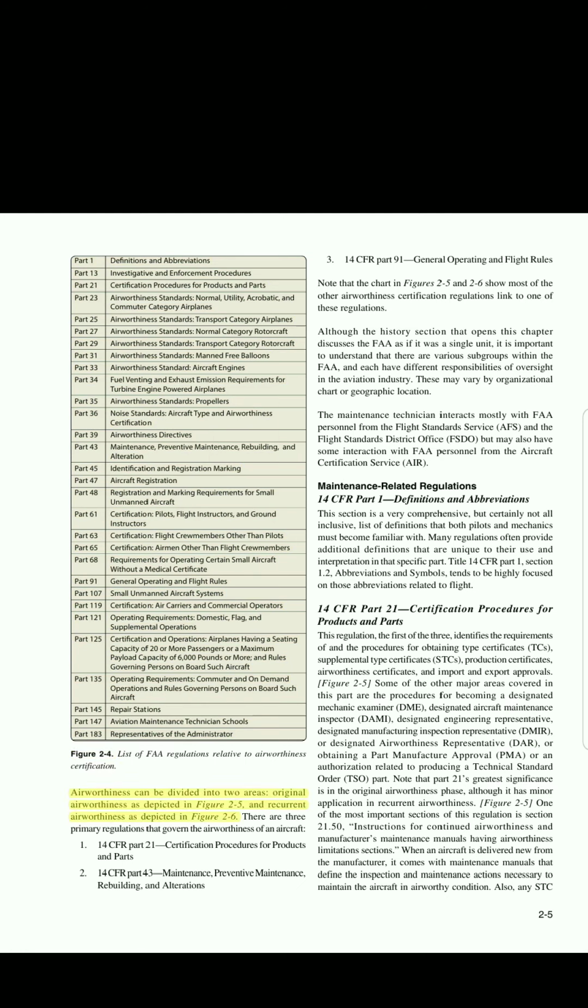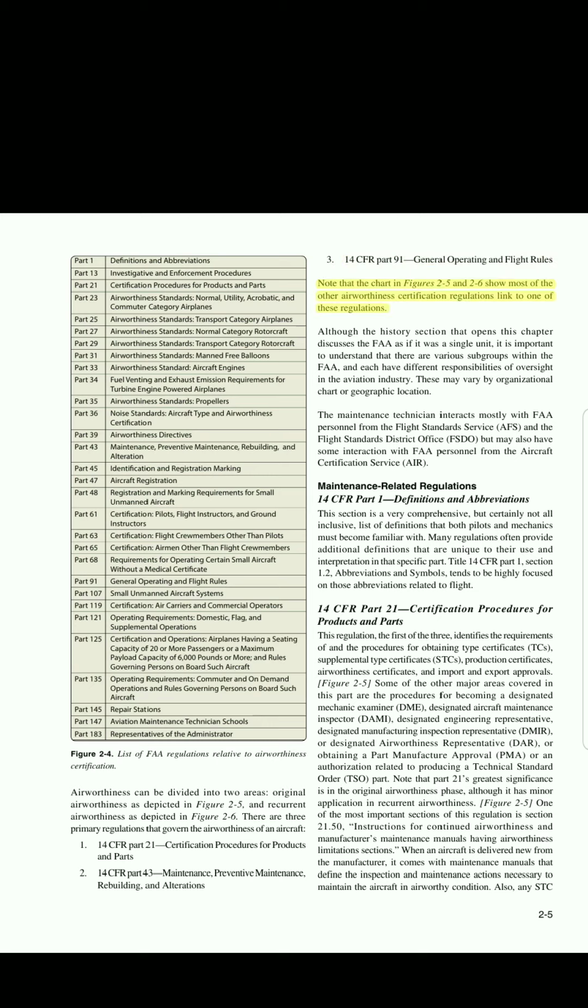Airworthiness can be divided into two areas, original airworthiness as depicted in Figure 2-5, and recurrent airworthiness as depicted in Figure 2-6. There are three primary regulations that govern the airworthiness of an aircraft. 1. 14 CFR Part 21, Certification Procedures for Products and Parts. 2. 14 CFR Part 43, Maintenance, Preventive Maintenance, Rebuilding, and Alterations. 3. 14 CFR Part 91, General Operating and Flight Rules.